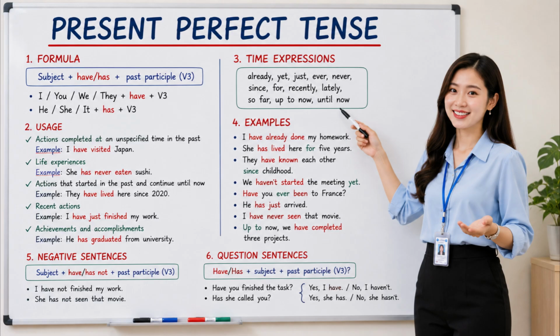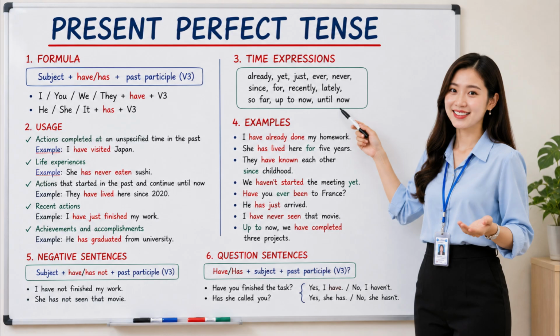The structure of the present perfect tense is subject plus have or has plus past participle, verb 3. I, you, we, they plus have plus past participle. He, she, it plus has plus past participle. Examples. I have finished my homework. She has cleaned her room. They have arrived at the airport. We have completed the project. He has eaten breakfast. In these examples, the exact time is not important. What matters is that the action has been completed and its result is relevant now.